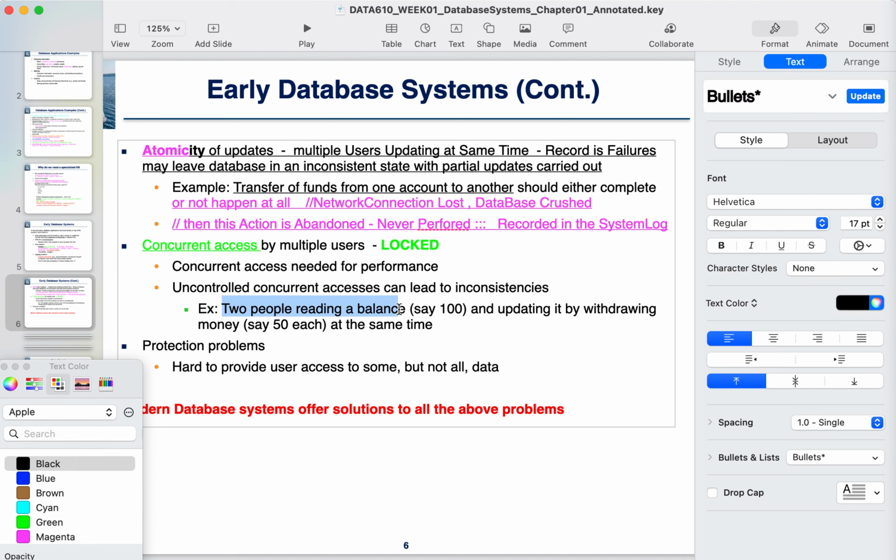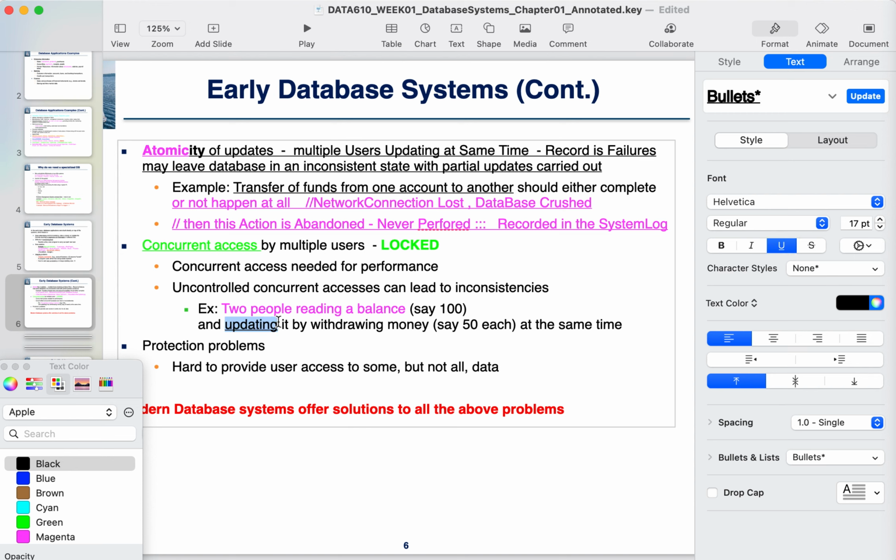So if two people are reading the balance, it could be okay because they're just reading it. The problem is if they are withdrawing money at the same time, that's a problem. If they are writing or updating, but if they're just reading, they're going to be okay. So if they're making updates, writes, or changes, that's when the problem happens. That's why we need this concurrency control.